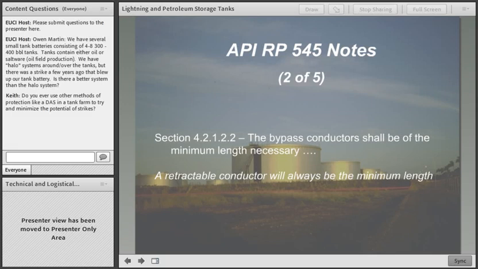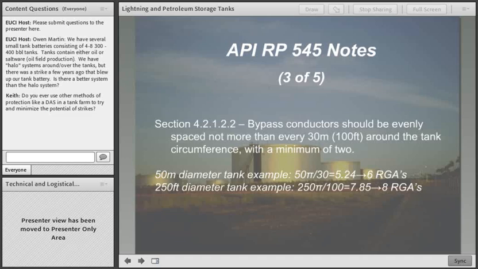The API standard also says that the bypass conductors shall be of the minimum length necessary. So in other words, we want that conductor to be as short as possible. And that favors using a retractable conductor because a retractable cable will always be the shortest length possible.